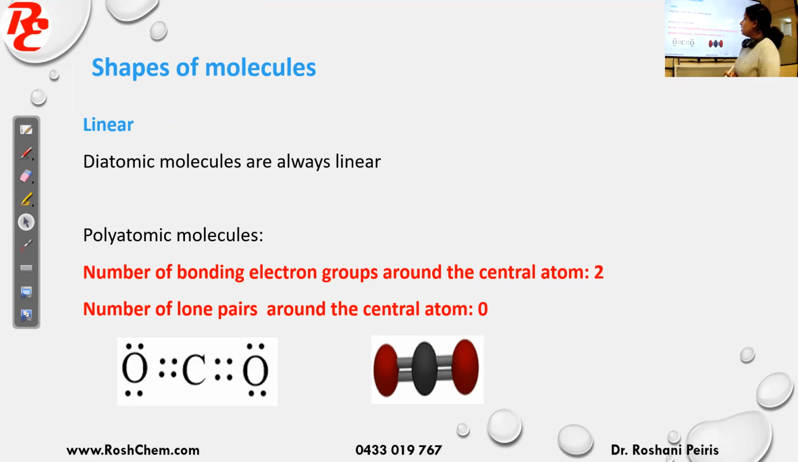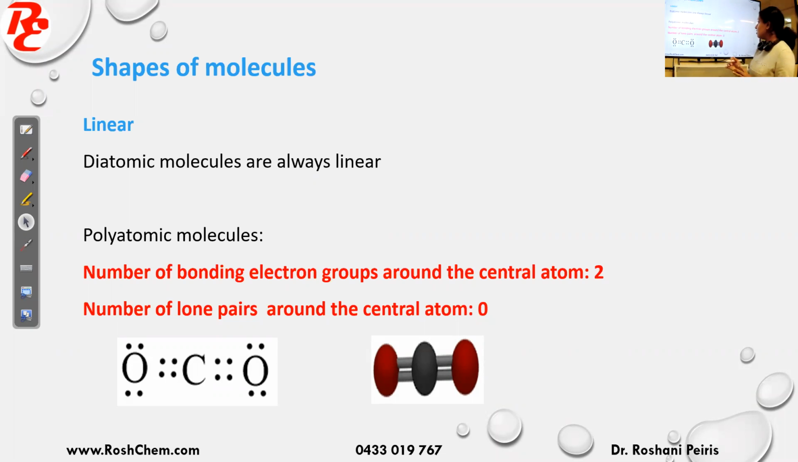Okay, the first one: the number of bonding electron groups around the central atom, and the number of lone pairs around the central atom. To determine the shape, I need to see 2 things. One is how many bonding electron groups are around the central atom, and then I also have to find out the number of lone pairs around the central atom.